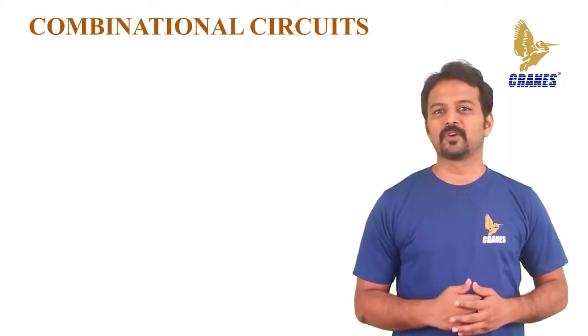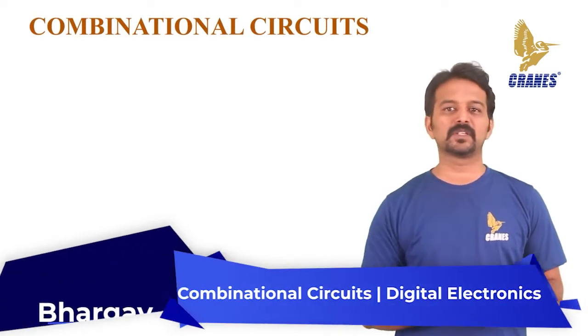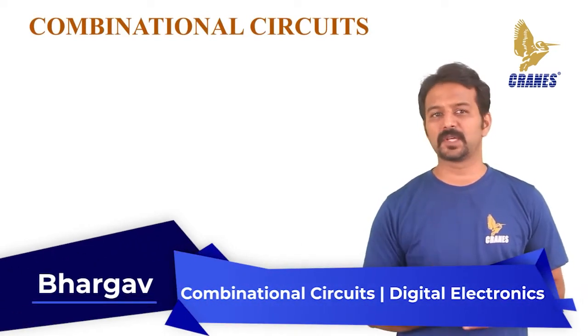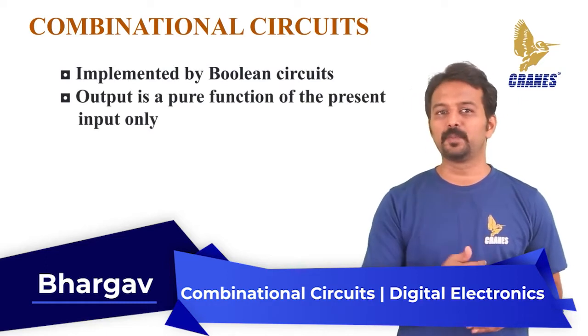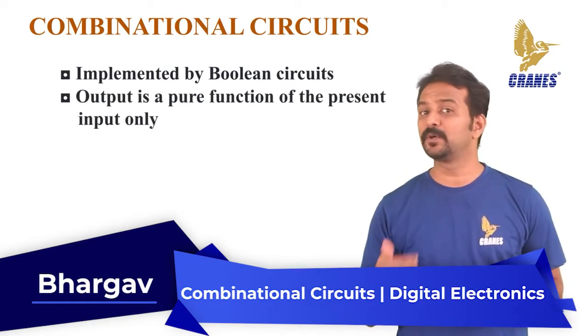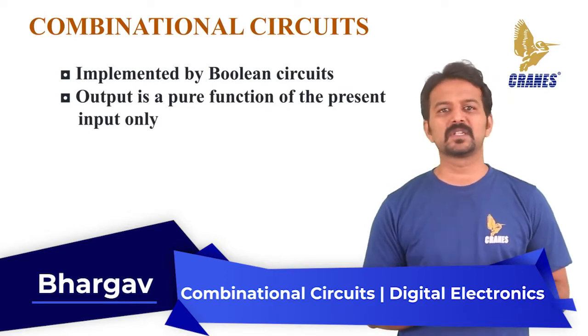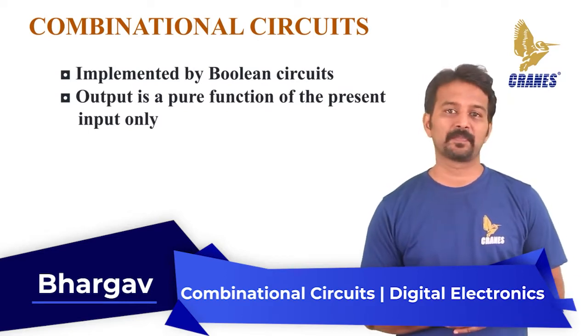Let's now discuss combinational circuits. A combinational logic circuit is a type of digital logic implemented by Boolean circuits, where the output is a pure function of the present input only. Combinational circuits do not have any memory devices.